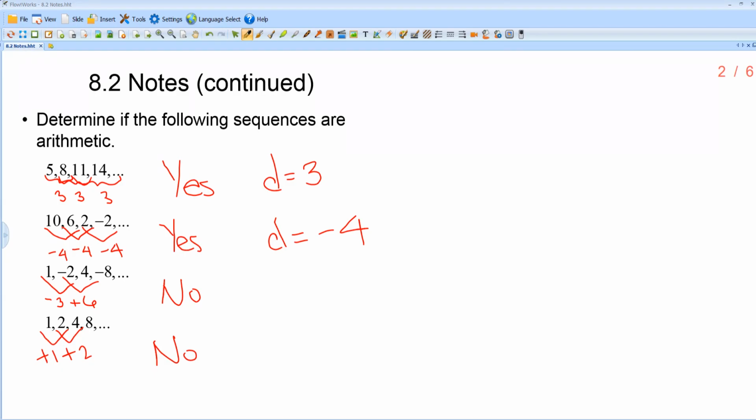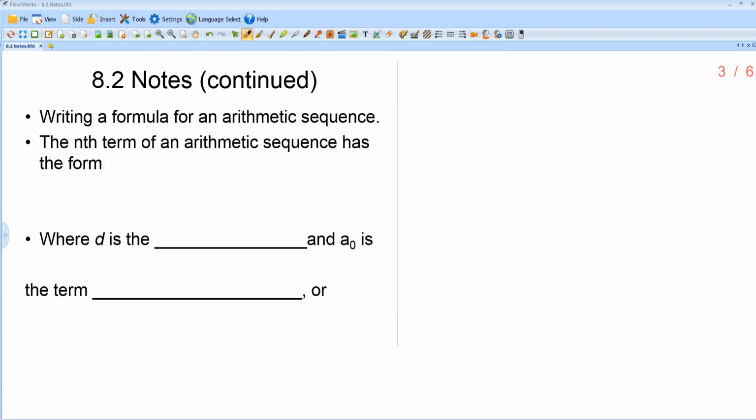All right, moving along. Next slide. Writing a formula for an arithmetic sequence. Some of you may have been struggling in section 8.1 on the questions that said to write the formula for the sequence. The good news is a lot of those are arithmetic sequences, and there's a formula for that, so it gives it a little bit more structure.